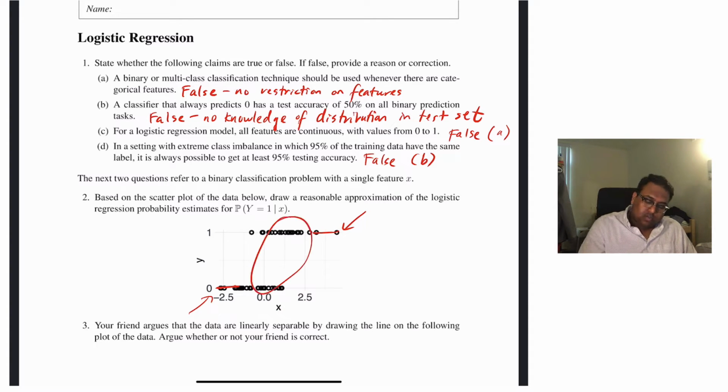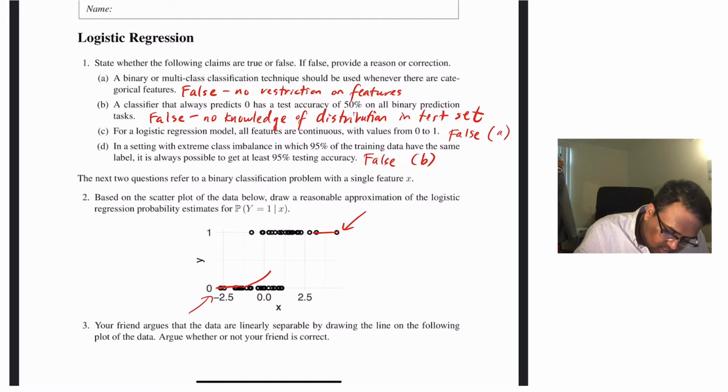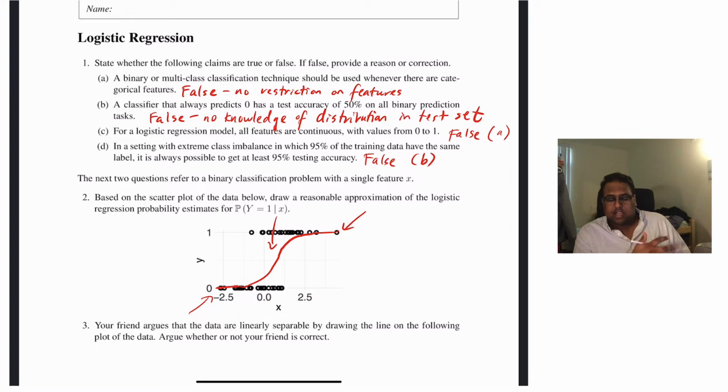Now, it's in this middle region where most of the uncertainty lies. So that's where the probability of belonging to class 1 will be closer to 0.5. Like, we're not that sure either way. And so, as a result, the curve will probably end up looking something like this. This middle region is where all of the uncertainty lies. That's where there's a lot of overlap between points that are class 1 and class 0.